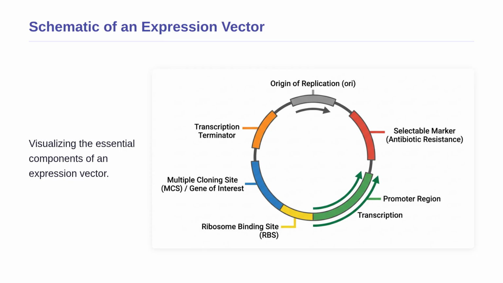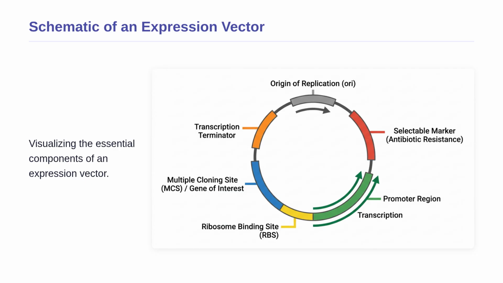Before we move on to real-world applications, let us see this with a concrete visual example. Here is a schematic diagram of a typical expression vector. Notice the circular structure representing the plasmid DNA. On the top right, the gray region is the origin of replication, which allows the plasmid to copy itself. The red section is the selectable marker, usually an antibiotic resistance gene, ensuring only cells with our vector survive.